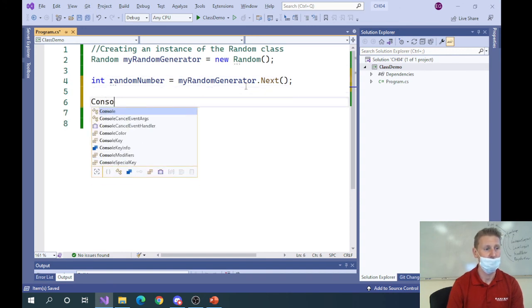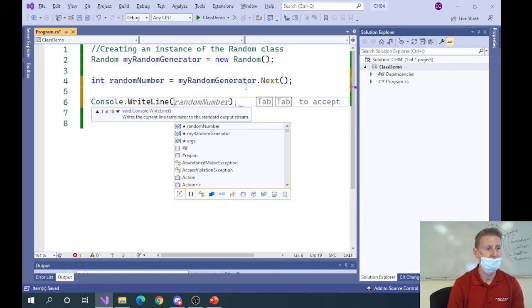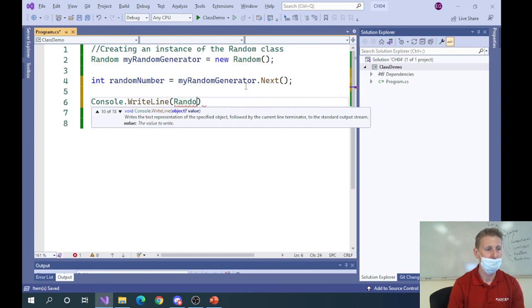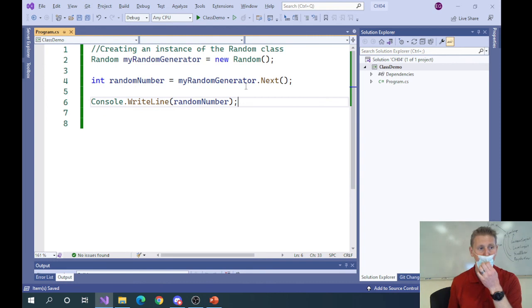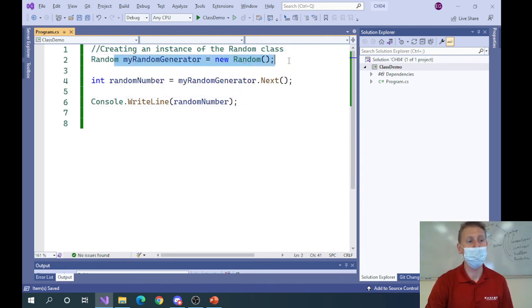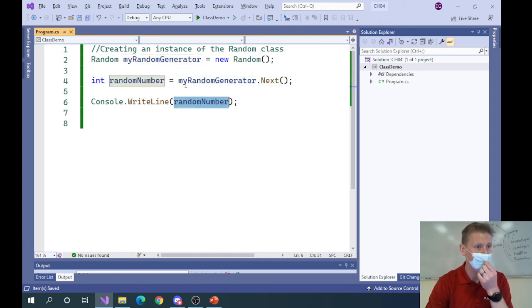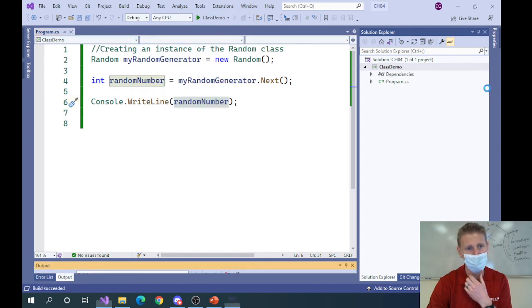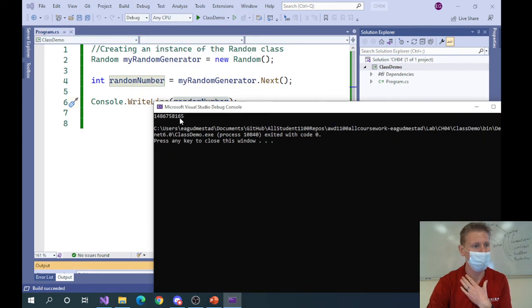So let's just do a Console.WriteLine of the random number. Okay, so I've created a variable called my random generator. I've used my random generator to generate a random integer, a non-negative integer, stored in an int. Print that out. Let's see. All right.